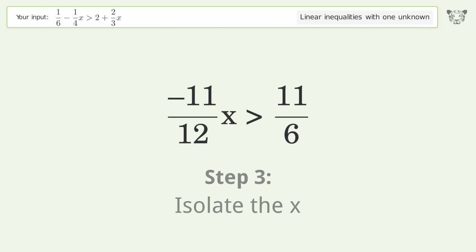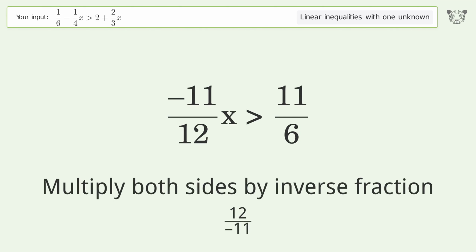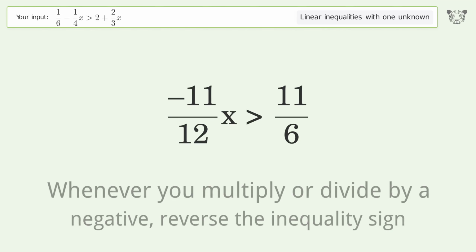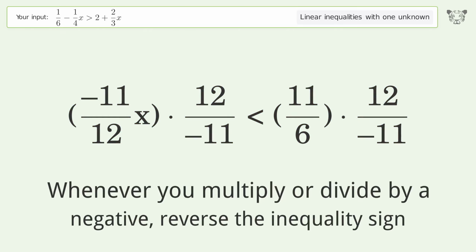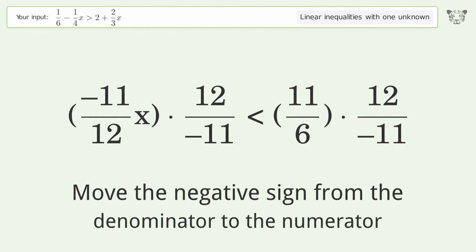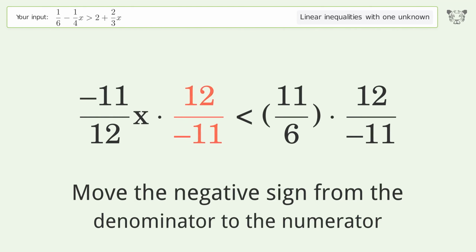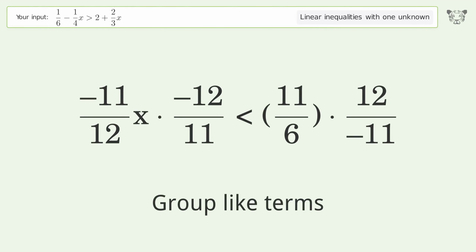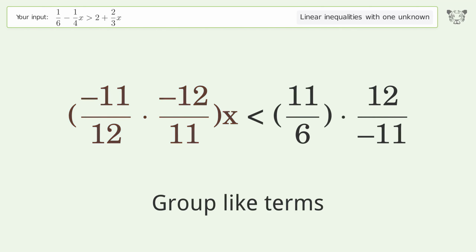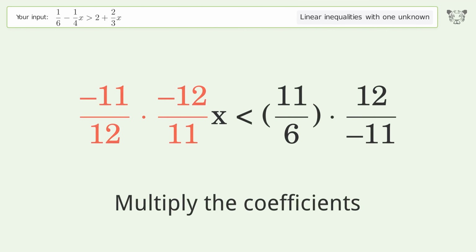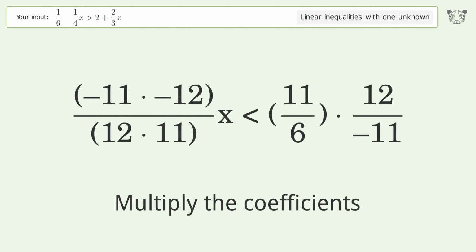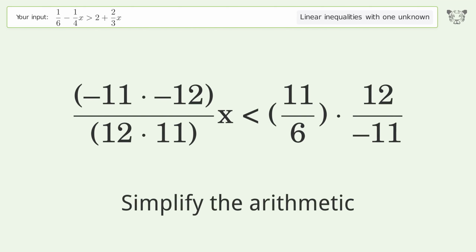Isolate the x. Multiply both sides by inverse fraction 12 over -11. Whenever you multiply or divide by a negative, reverse the inequality sign. Move the negative sign from the denominator to the numerator. Group like terms. Multiply the coefficients. Simplify the arithmetic.